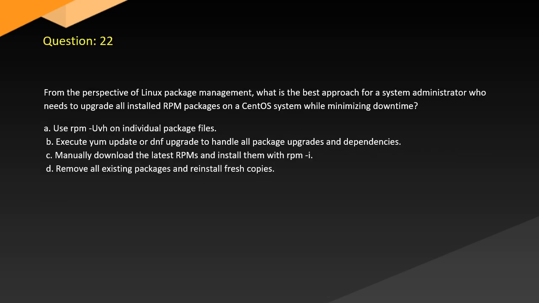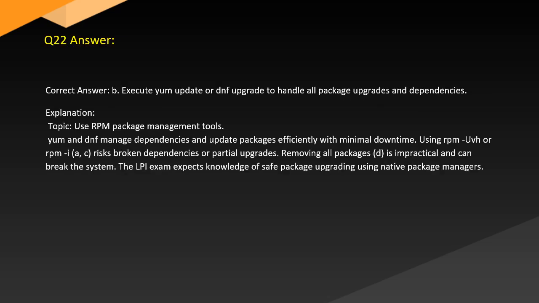Question 22. From the perspective of Linux package management, what is the best approach for a system administrator who needs to upgrade all installed RPM packages on a CentOS system while minimizing downtime? A. rpm on individual package files. B. Execute yum update or dnf upgrade to handle all package upgrades and dependencies. C. Manually download the latest RPMs and install them with rpm. D. Remove all existing packages and reinstall fresh copies. Answer. Correct answer. B. Execute yum update or dnf upgrade to handle all package upgrades and dependencies.